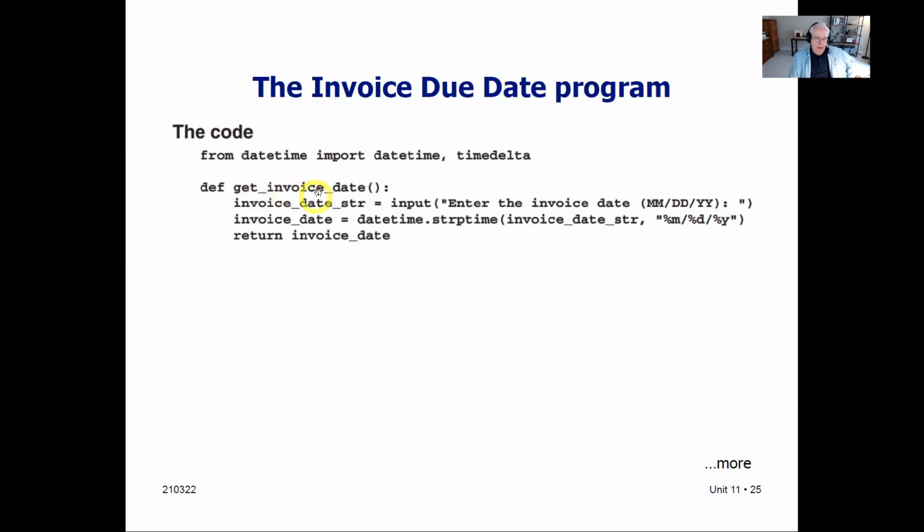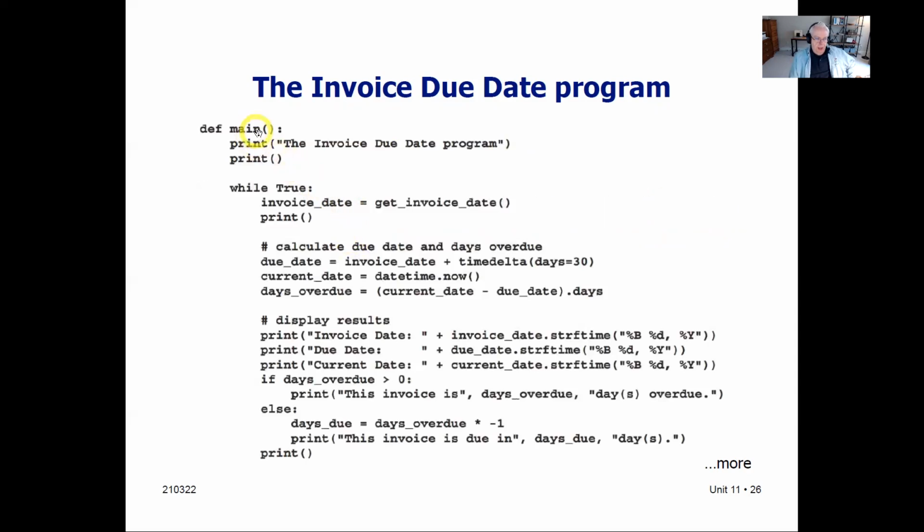We're going to create a function here for getting the invoice date. And the first thing we need to do is get a string, the invoice date string. We're going to do it exactly like we saw in our little example about birthdays. Use the input function and get that string. And then we're going to have to parse it and convert it to a datetime object. So from the datetime class, the strptime method, that invoice date string, and we want to put it in this format, okay? Then return the invoice date.